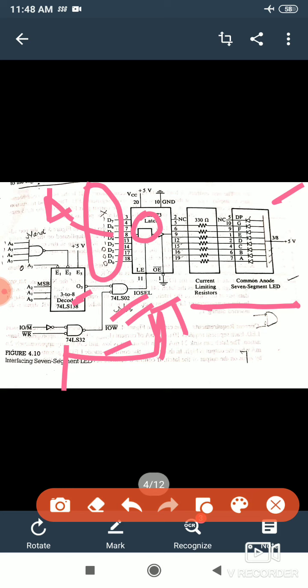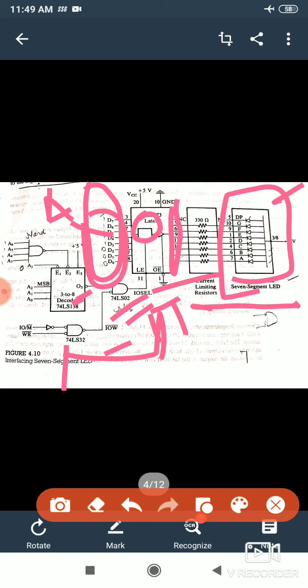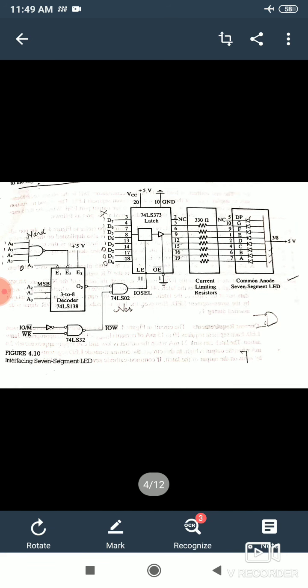Now how is it displayed? First D7 is don't care, the rest of the status is known to us. Now it is connected to the common anode LED display. So we will just draw the common anode LED display with a current limiting resistor. Now you don't have to mention the 2, 3 pin diagram. Just write A to G and decimal point. So this is all about the interfacing of LED display with the 8085.